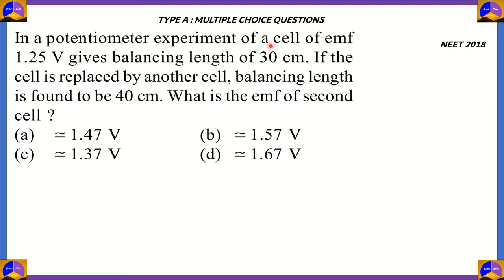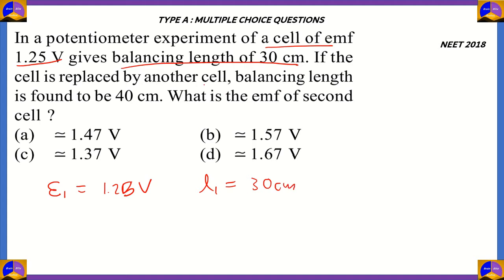In a potentiometer experiment, a cell of EMF 1.25 volts gives a balancing length of 30 centimeters. If the cell is replaced by another cell, the balancing length is found to be 40 centimeters. You need to find the EMF of the second cell. So, what are the quantities that are given in this question? So, a cell of EMF 1.25 volts gives a balancing length of 30 centimeters. So that means E1 equals 1.25 volts and L1, that is the balancing length, is equal to 30 centimeters.